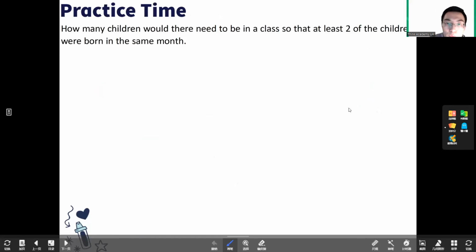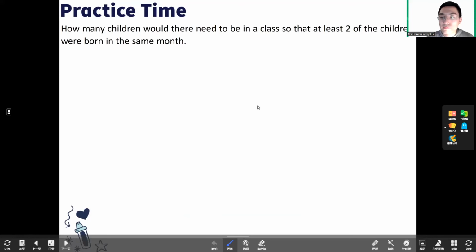How many children would there need to be in the class so that at least 2 of the children were born in the same month? Well, to be honest, I think most of you, if you understand the previous question, can quickly get to the answer for this one. I think this one should come first, and then the previous question should come later. Swap them. But anyway, let's have a look.